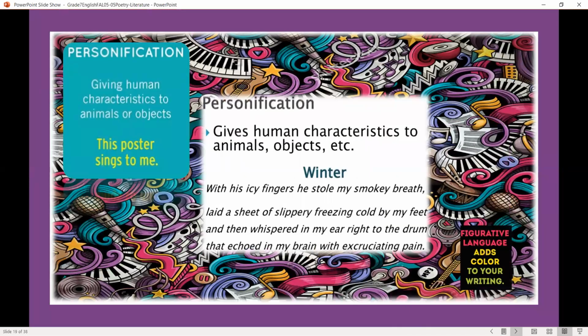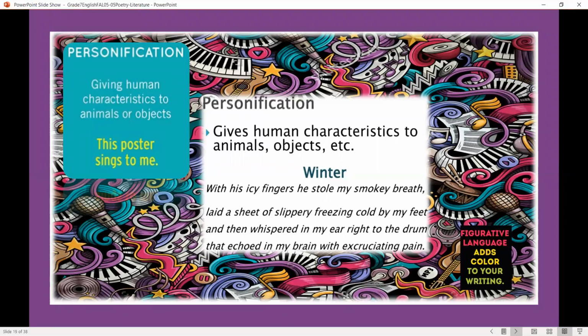Right, and then we have, some of you brought this up. I know you've learned this one, personification. I'm going to say the answer because you've already told me earlier on, and I'm very glad you know it. So we're giving human characteristics to an animal or an object. So the poster sings to me. We're not doing oxymoron, right? You're going to distract me. The poster sings to me.